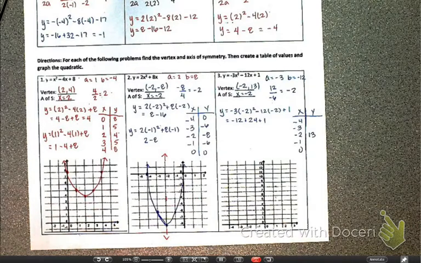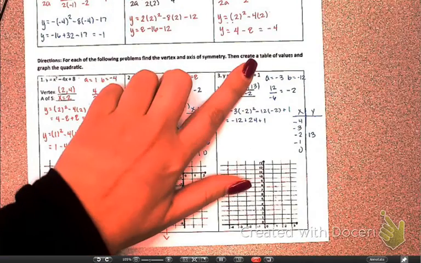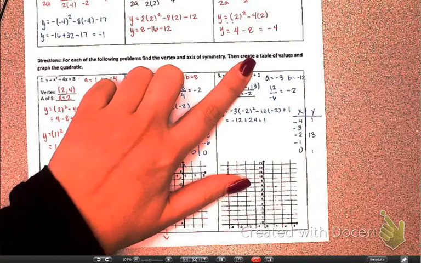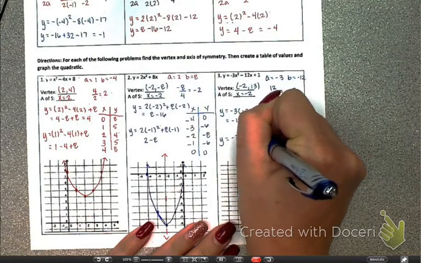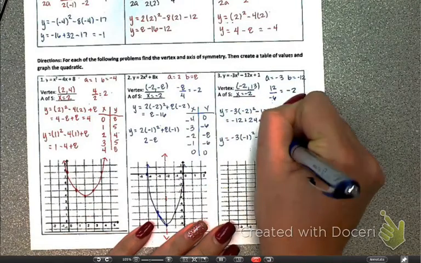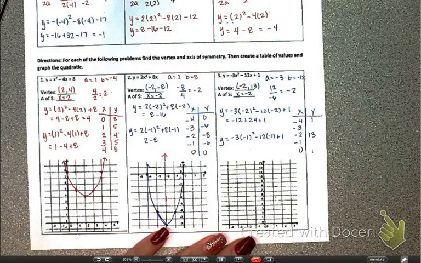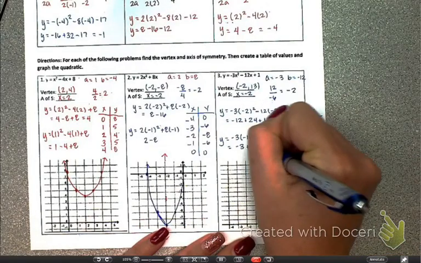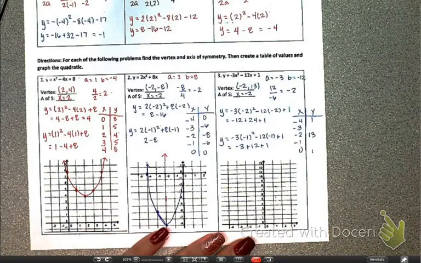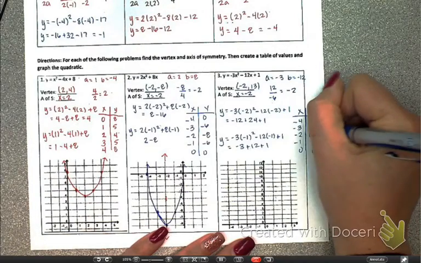Okay, what number do we want to plug in? 0. Gone, gone. 1. Nice. I'm going to plug in negative 1, so y equals negative 3. Negative 1 squared is 1, times negative 3 is negative 3. Then I have a positive 12 plus 1. What'd you say it was? 10? Yep.